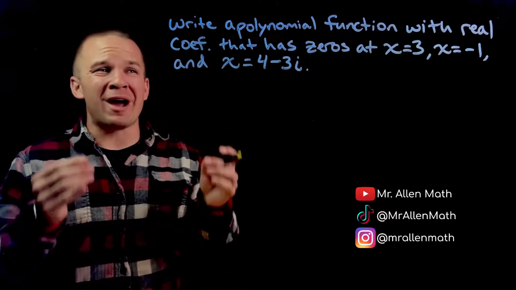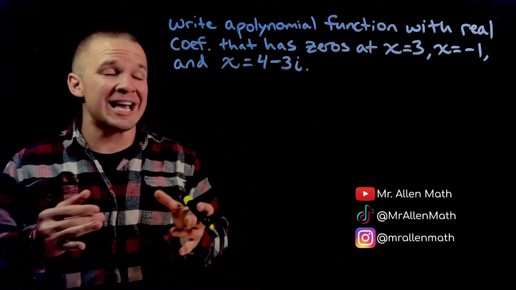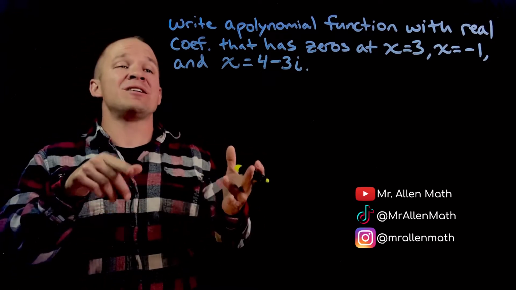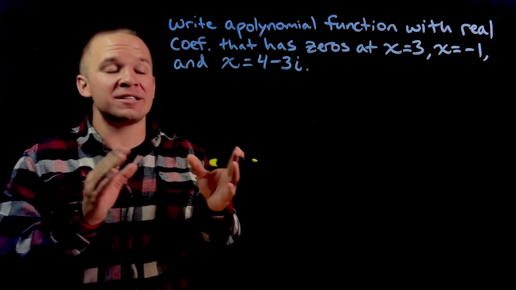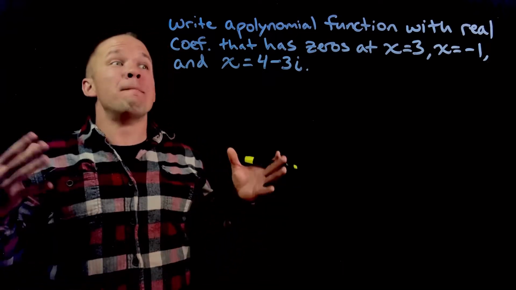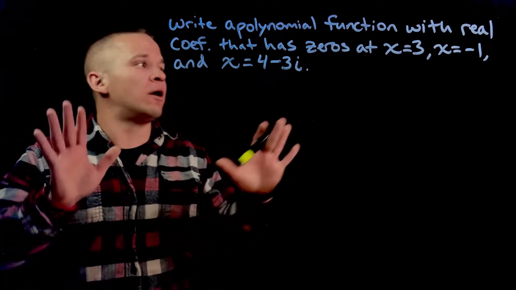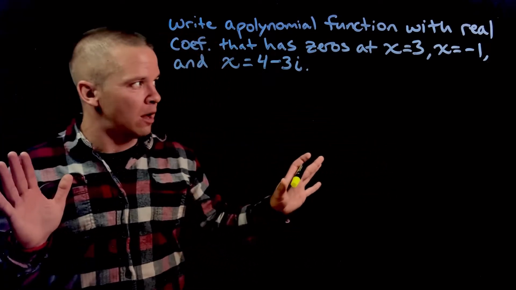Here, and we're about to write a polynomial function with real coefficients that has zeros at x equals 3, x equals -1, and x equals 4 minus 3i. Imaginary numbers, bro. This is going to get crazy. You know, everybody calm down. Calm down. Just calm down.